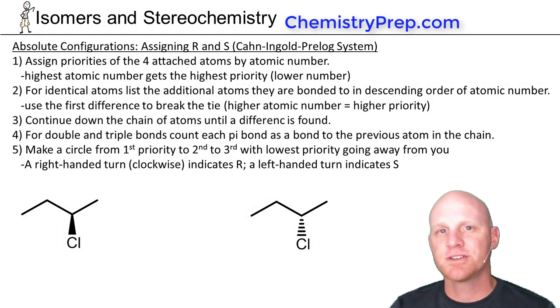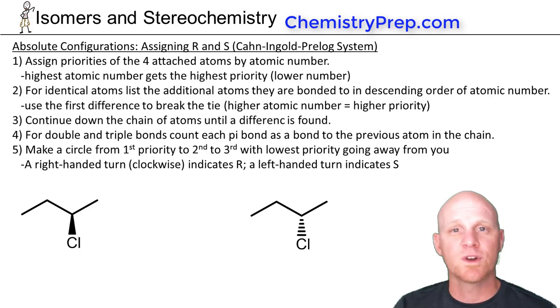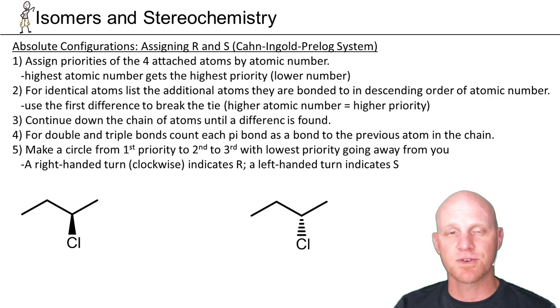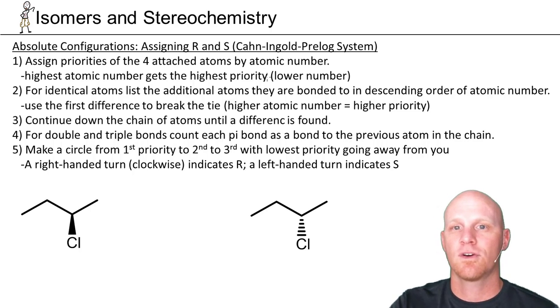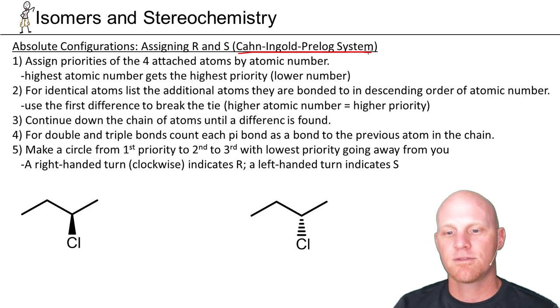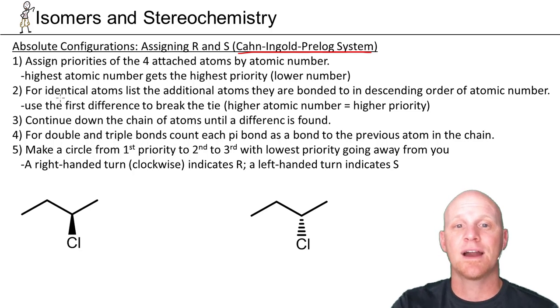So it turns out, in addition to identifying a compound based on which way it rotates light, we have a more common convention of assigning what are called absolute configurations, as opposed to those relative configurations we saw before. These absolute configurations are given the designations R and S. And we use what are called the Cahn-Ingold-Prelog rules for giving priorities, and then use those priorities to assign either R or S to every chiral center.